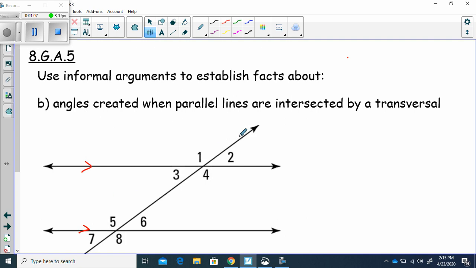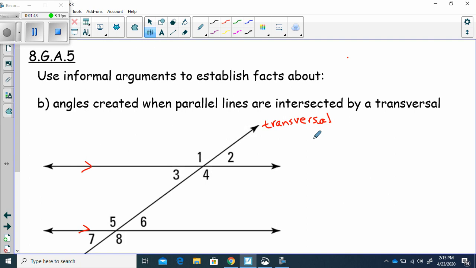Now, when we've got parallel lines and we have a line that crosses them, this line is called the transversal. This should be a review of something that you learned a year or so ago, but we're going to review. That's the transversal. Now, the interesting thing about parallel lines and transversals is that when you've got parallel lines intersected by a transversal, you wind up with angle relationships that can help you understand what the measures will be.